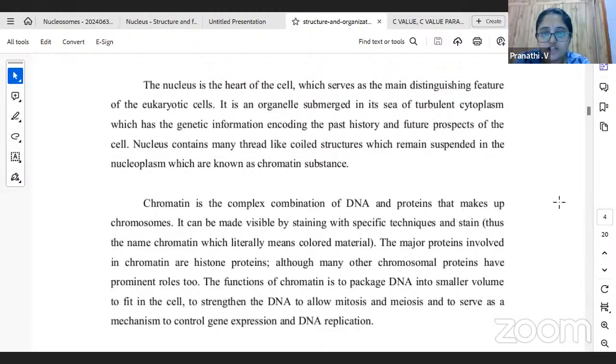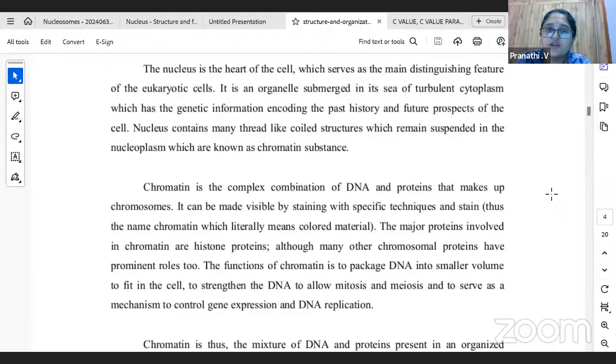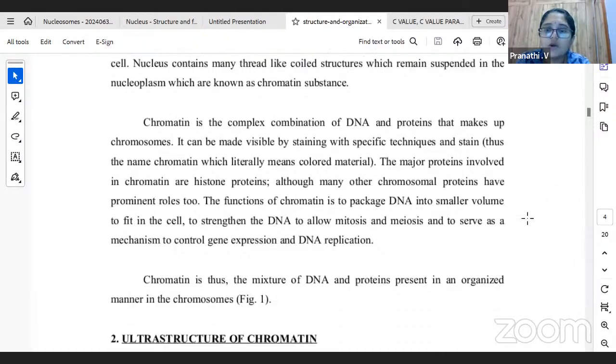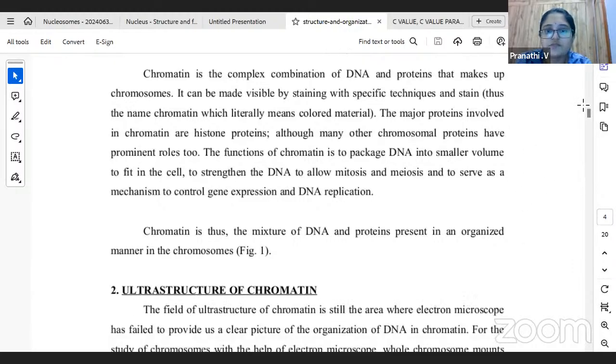And what is the function of the chromatin? It helps package the DNA into a smaller volume so that it fits into the cell, and also gives the DNA the strength to allow mitosis and meiosis to take place. It also helps in controlling gene expression and DNA replication.